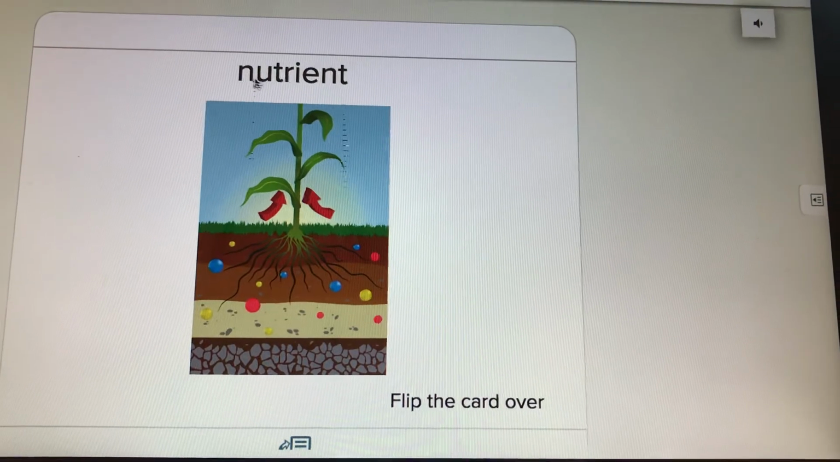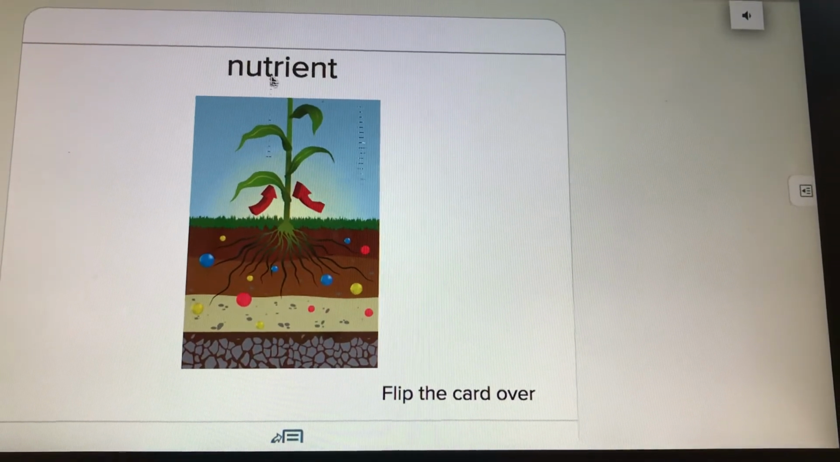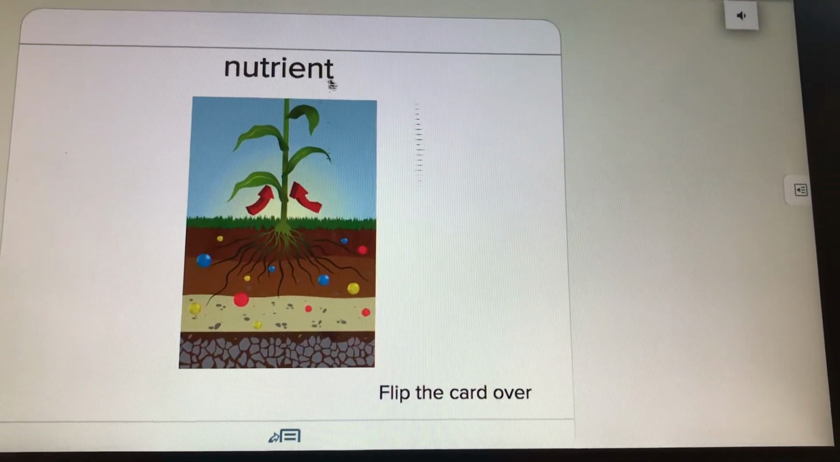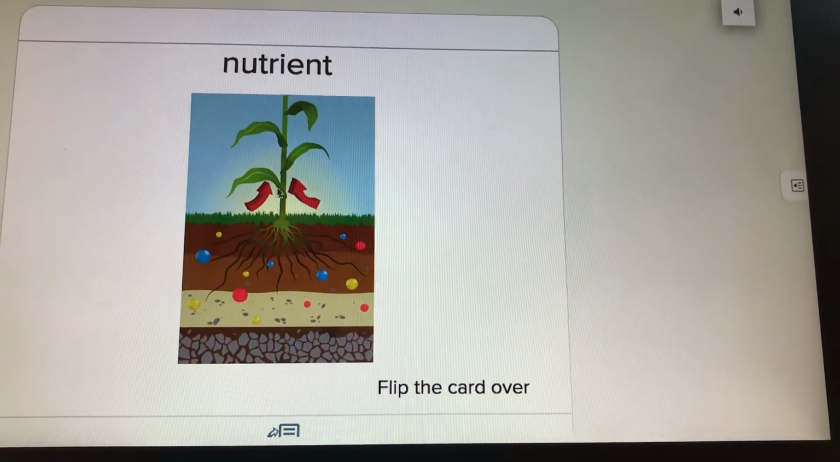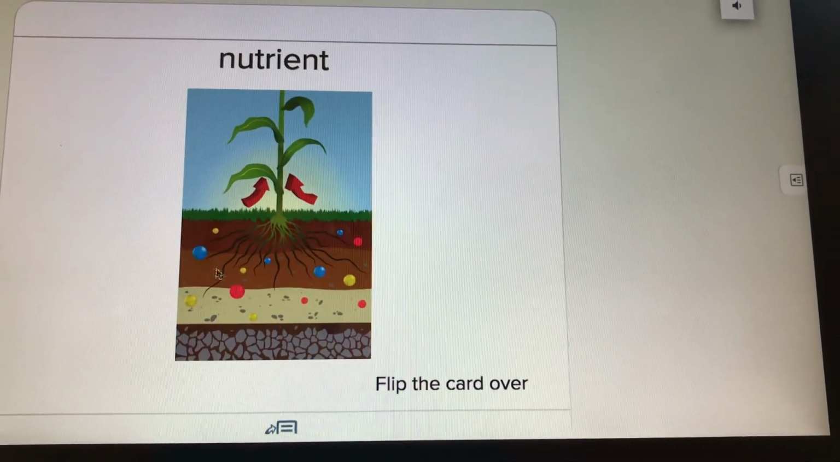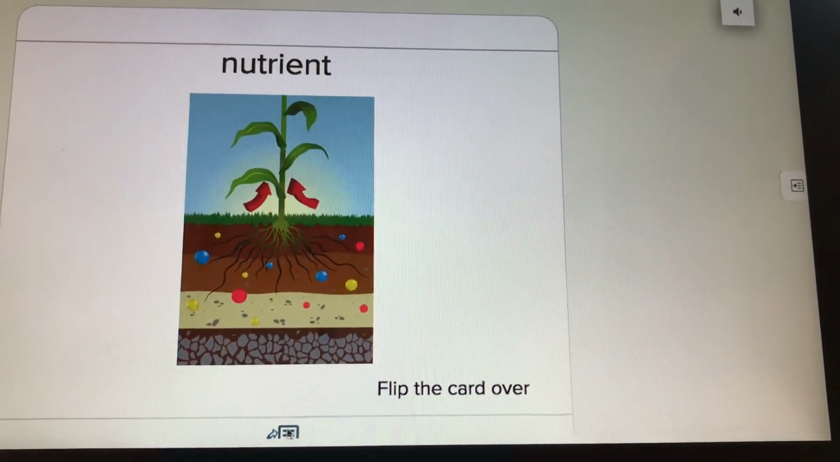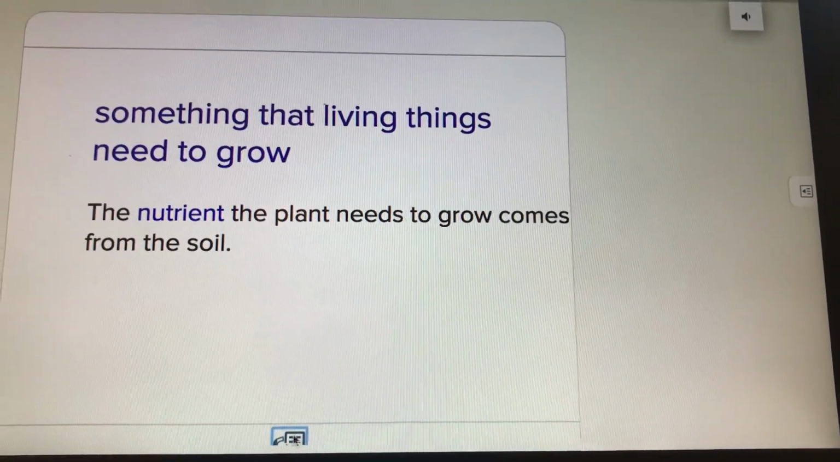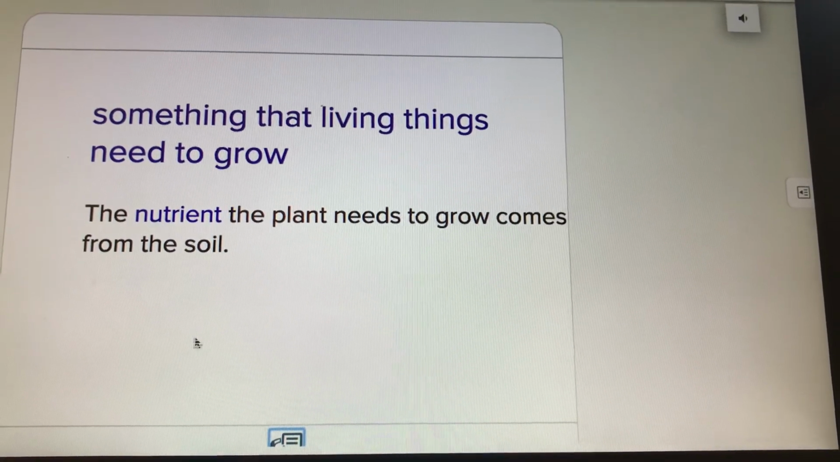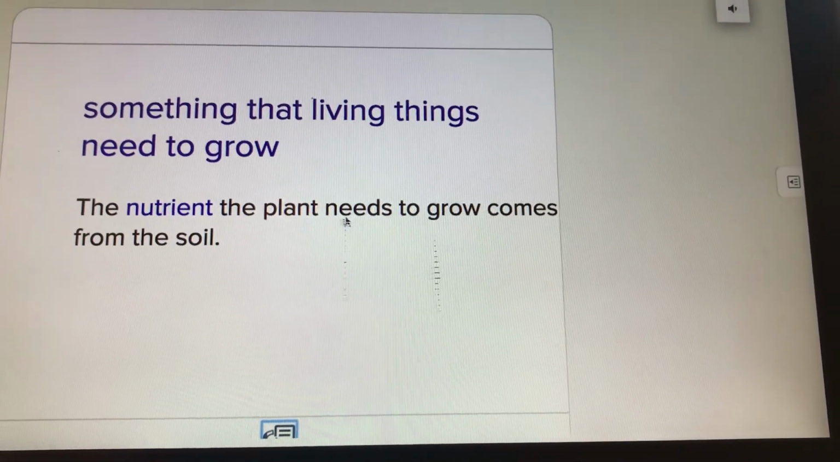The next science word is N-U-T-R-I-E-N-T, nutrient. And if you look at the plant here, you'll see all these color bubbles down here in the soil. When I flip it over, nutrient is something that living things need to grow. The nutrient the plant needs to grow comes from the soil.